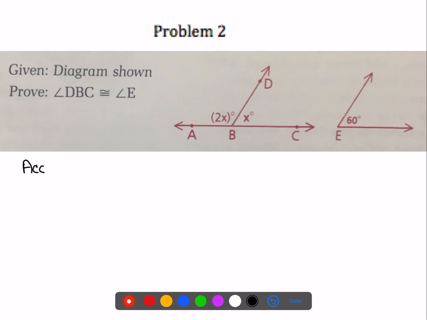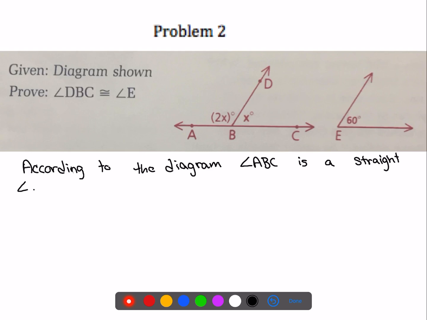According to the diagram, can I assume anything? Well, yes. Angle ABC is a straight angle. So according to the diagram, angle ABC is a straight angle. Therefore, now I'm using this upside down 3 dots. All this symbol means is therefore. So you're going to see a lot of shorthand as you get into proofs. I want to make sure that you guys are familiar with the shorthand.